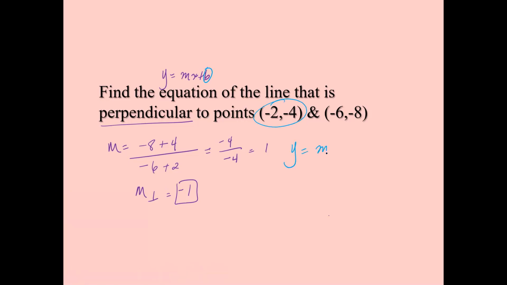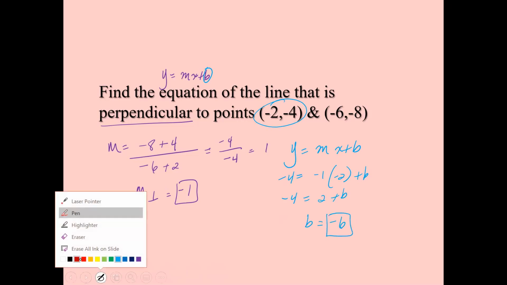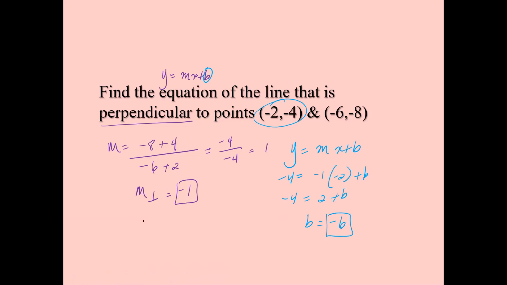So y equals mx plus b. My y is -4. My m that I just found is perpendicular is -1. X is -2, plus b. So -4 equals positive 2 plus b, which means my b is going to be equal to -6. Now that I have these 2 pieces of information, I could just fill out my equation, which is y is equal to negative x, or -1x, minus 6. And that is your line that is perpendicular to these 2 points.